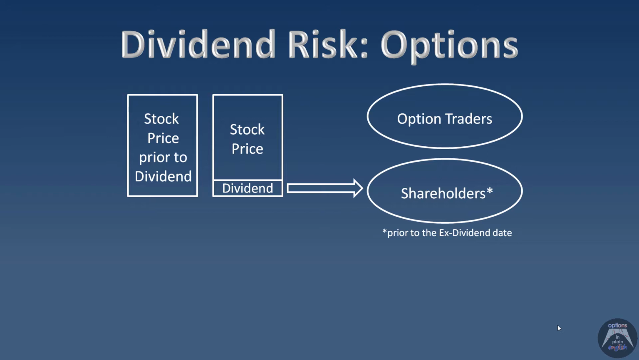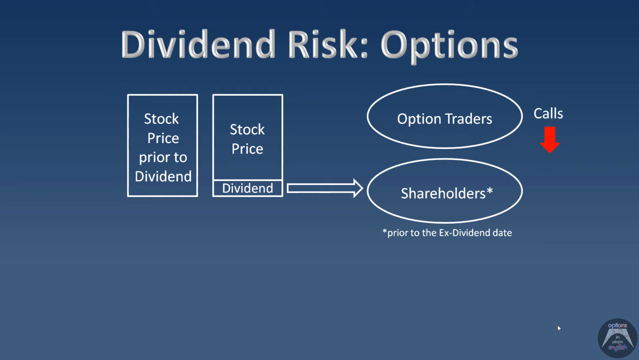So to avoid this, the market automatically adjusts the stock price. So dividend coming out means stock price going down by the amount of the dividend. And then it starts fluctuating in normal trading price moves.